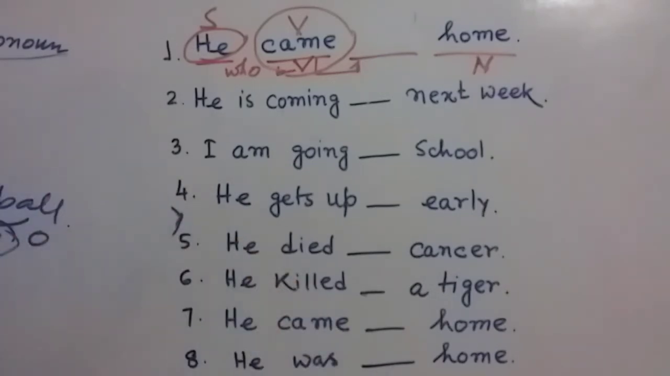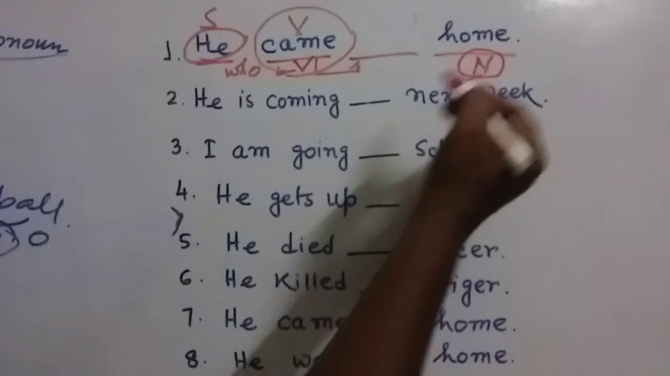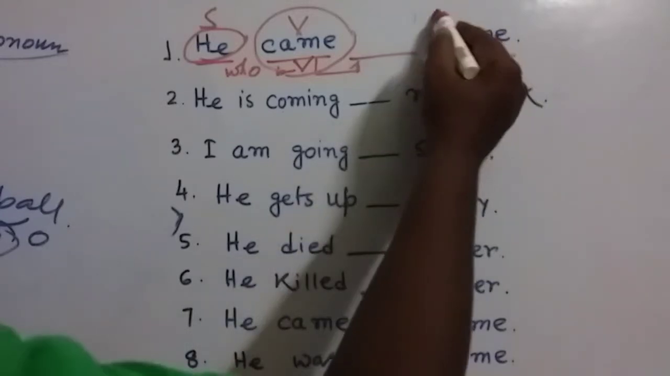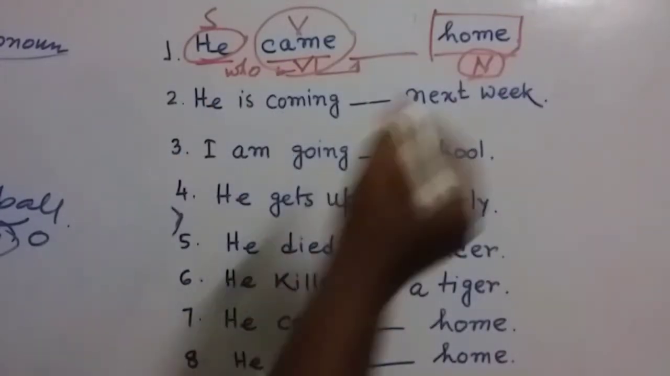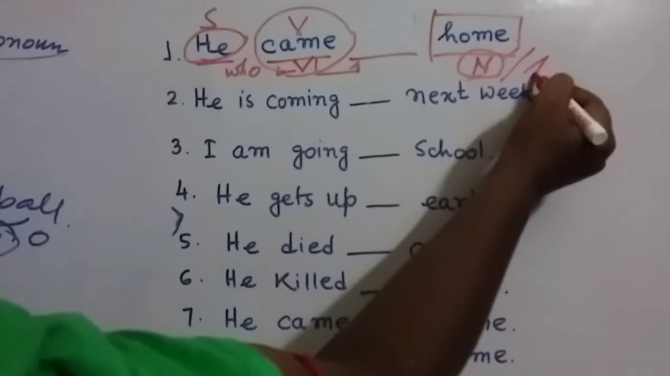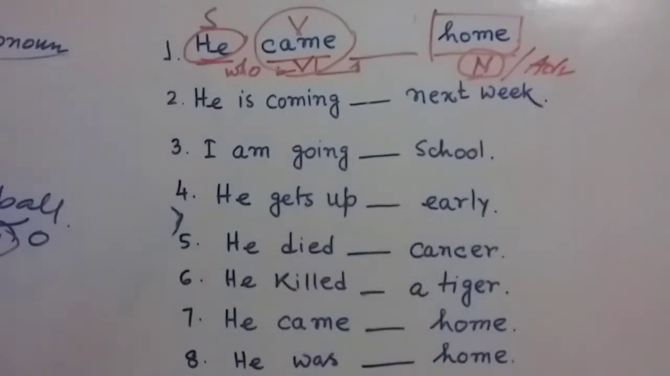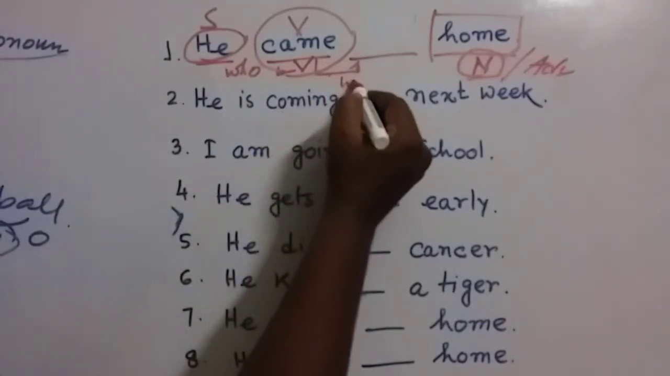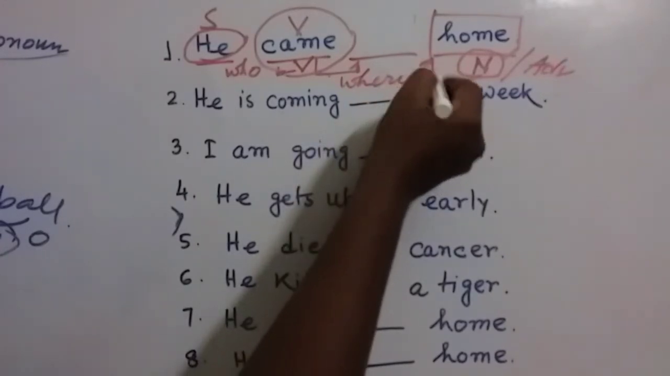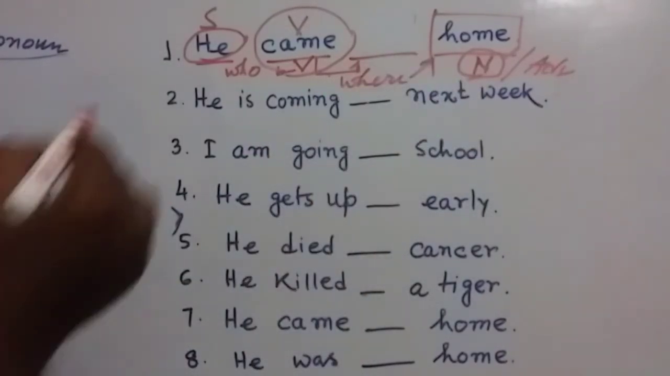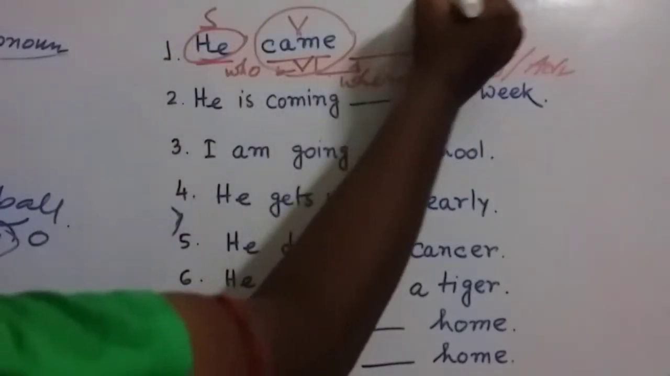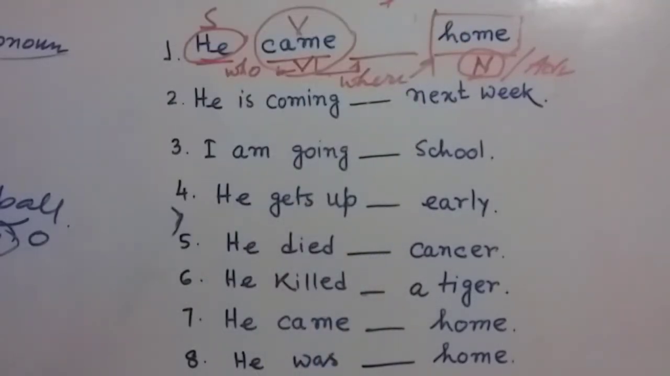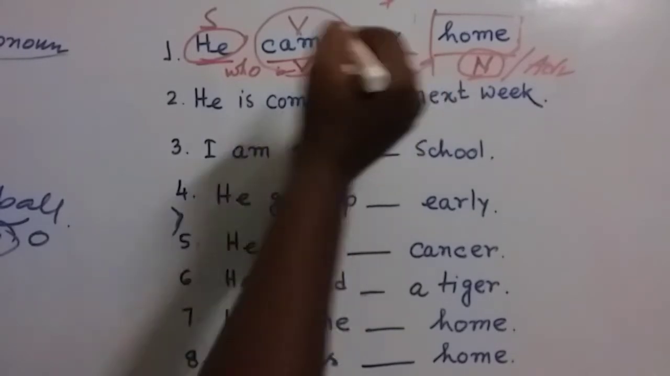So after that, if there is any kind of noun, obviously we have to use a preposition. But my dear friends, this term home can be used as a noun, and it can be used as an adverb. So here, look at this sentence. If you ask this verb by where, came where, the answer will be home. That means he came home. Subject, verb, then adverb. So my dear friends, in this structure we should not use any kind of preposition. No need to use a preposition.